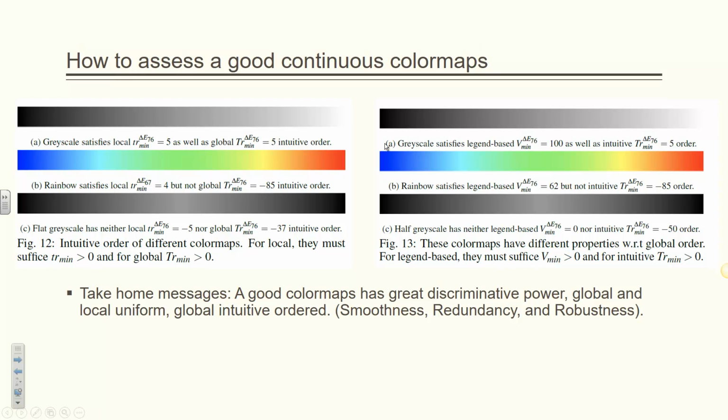From these two plots, we can see the upper one is a good color map, but the lower one is not, because the minimum triangle distance is smaller than 0.